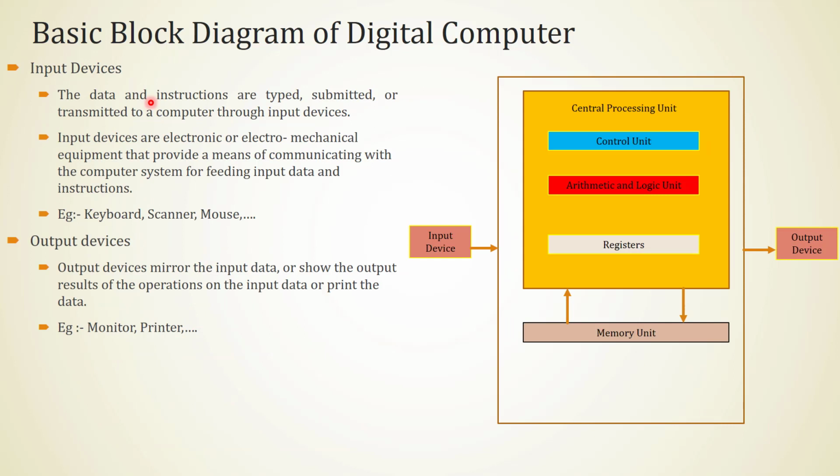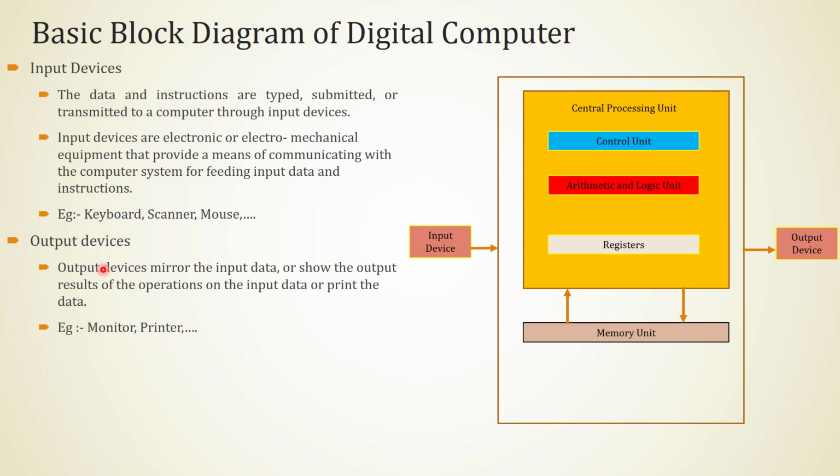Next is input devices. The data and instructions are typed, submitted or transmitted to a computer through input devices. Input devices are electronic or electromechanical equipment that provide a means of communicating with the computer system for feeding input data and instructions. We already discussed data and instructions. So data and instructions are given to the computer via input devices. Examples of input devices are keyboard, scanner and mouse.